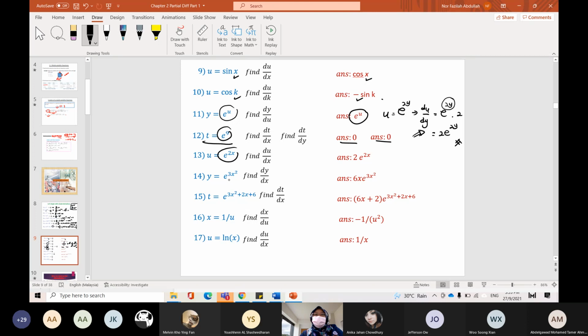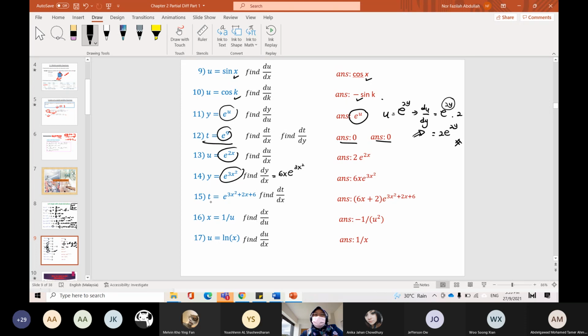You can refer here. This one, e to the power of 3x squared. When you differentiate with respect to x, you differentiate 3x squared, so it's 6x, multiplied by e to the power of 3x squared. You put everything. So this is how you get the differentiation of this.